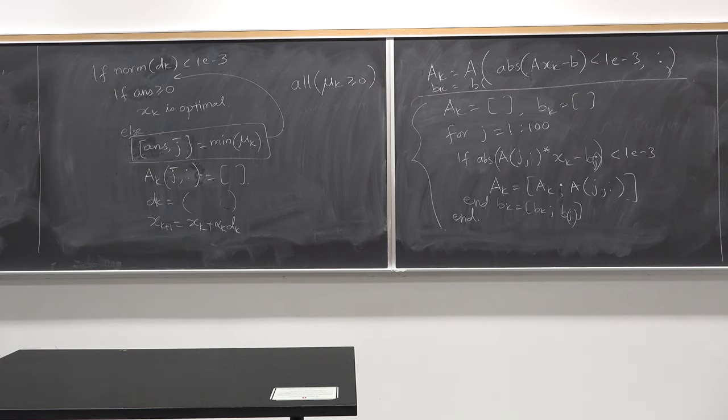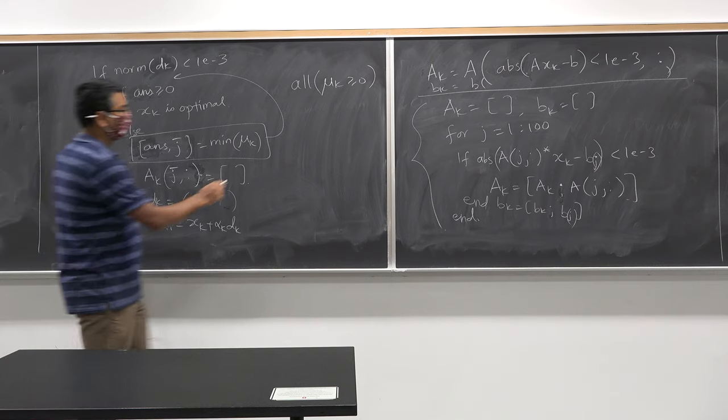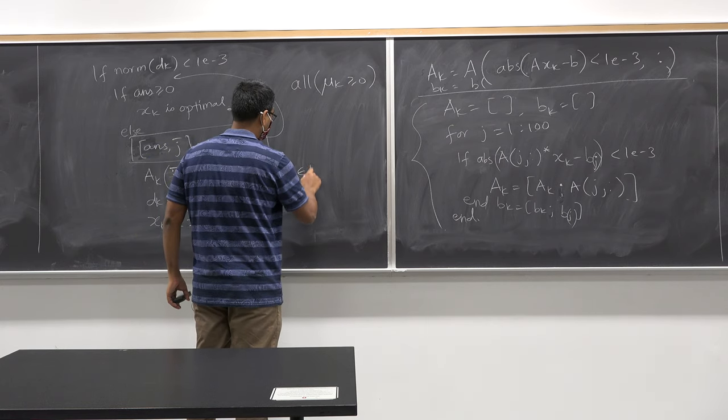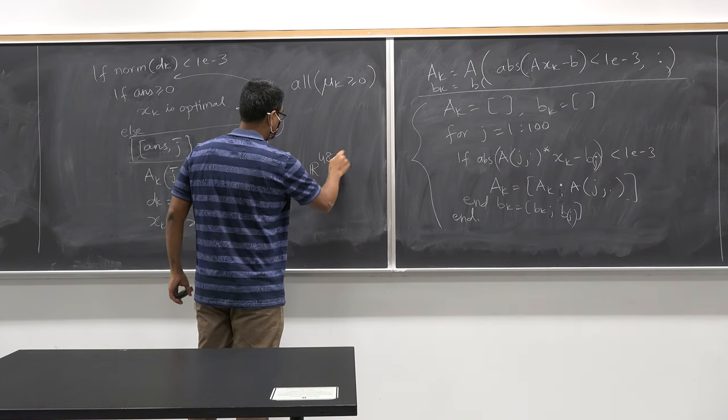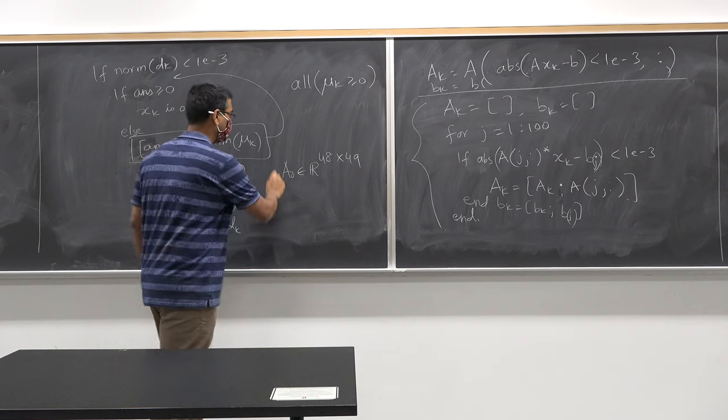Yes, please. For the initial condition, are there only two elements that are non-zero? That's right, that's right. And so at the initial condition, 48 constraints are active. Out of 49, which is the maximum number of constraints that can be active, but 48 constraints are active at the initial point. So A0 would be a 48 cross 49 matrix.